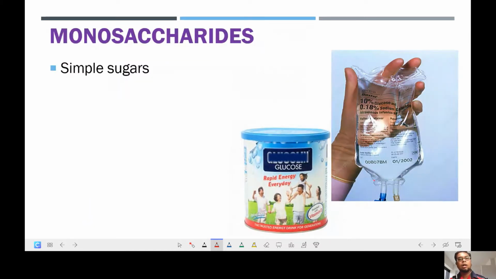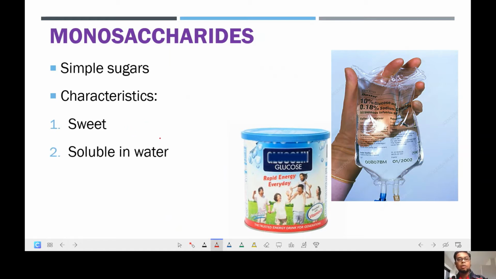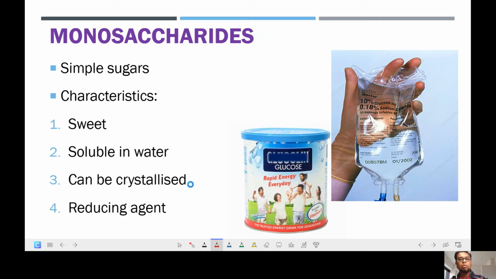Firstly, what are the monosaccharides? This refers to the simple sugars. Why are they called simple sugars? Because they cannot be broken down into a smaller molecule. So that is the simplest form of sugar. The characteristics of monosaccharides are that they are all sweet tasting, they are soluble in water, they can be crystallized, and all monosaccharides are considered as reducing agents.